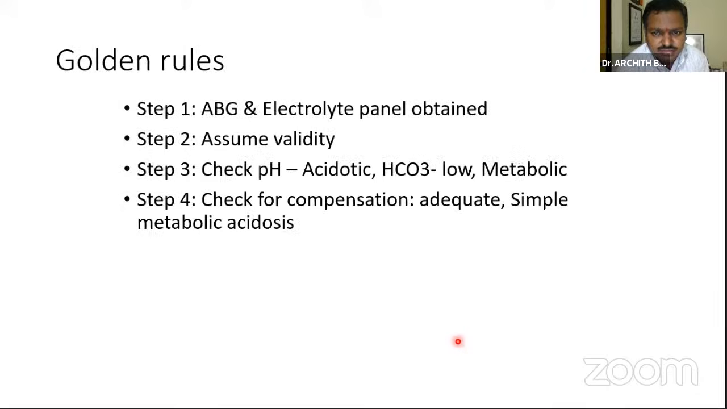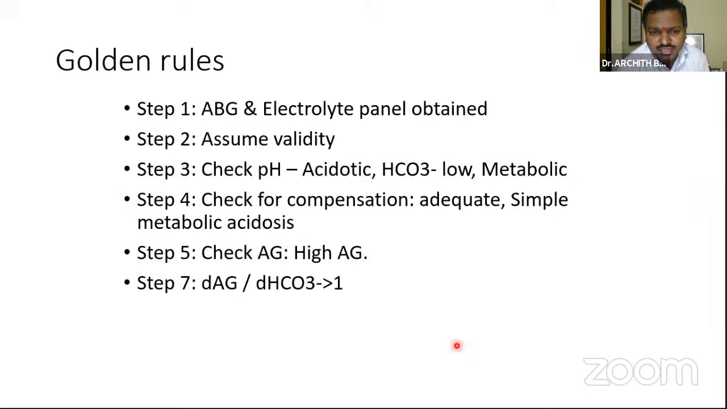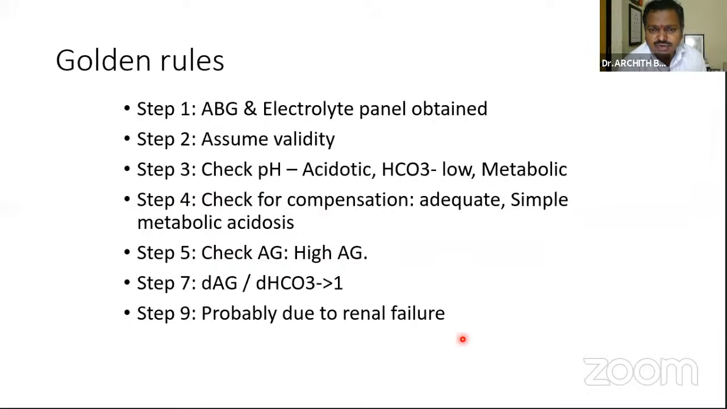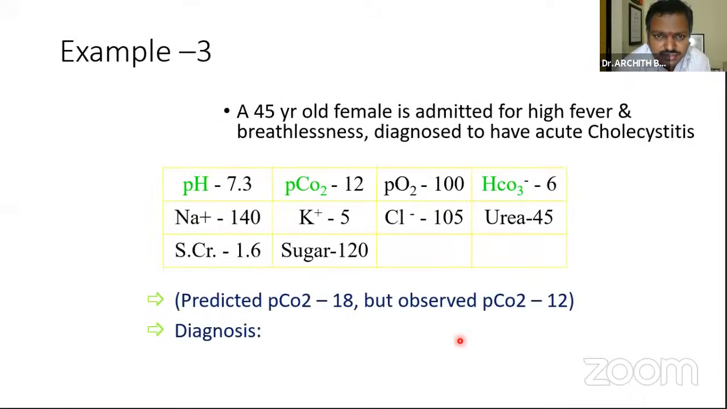So it's a simple metabolic acidosis that is there, adequately compensated. It's a high anion gap that you're seeing there, and it is probably secondary to renal failure. Okay, so that is what you're able to make out with this. Okay, we can go on to one more. After that, I'll end.